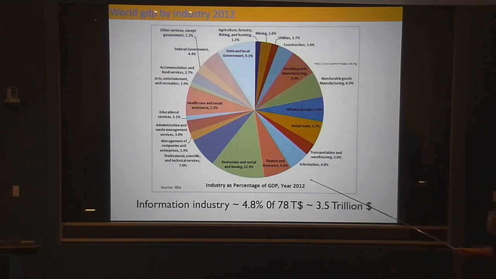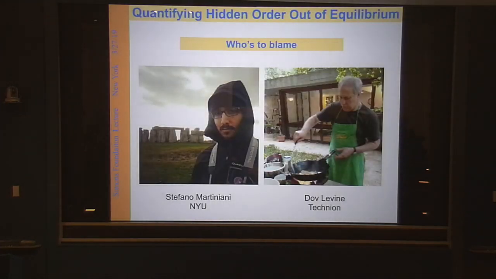This is worth something like 4.8% of the GDP of the world. And there are other things, like finance and other things that depend on it. It's worth about $3.5 trillion a year, okay? And that's why you might hope, and that's what we're going to experimentally test, that the compression algorithms are really good and hence give you a measure of the information and the entropy.